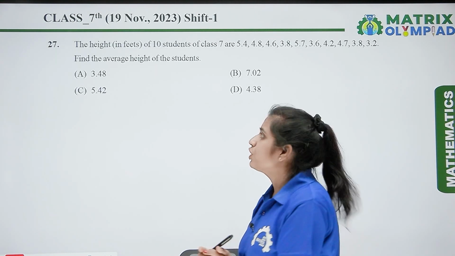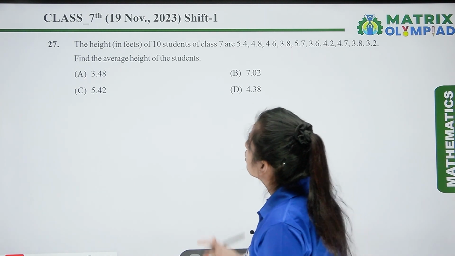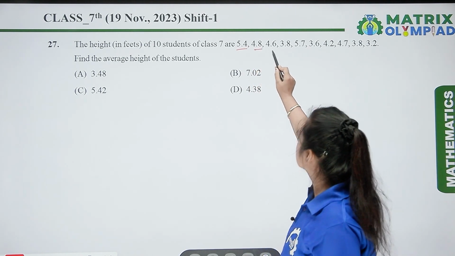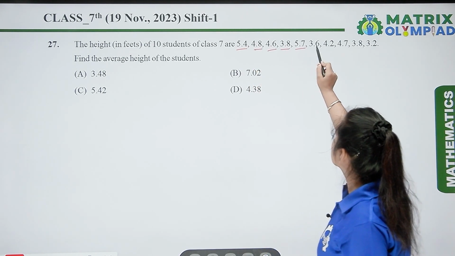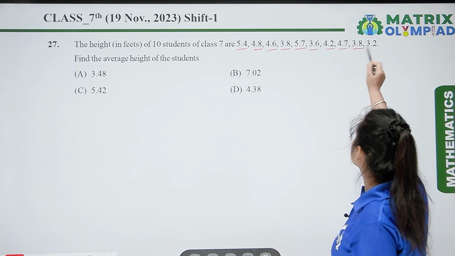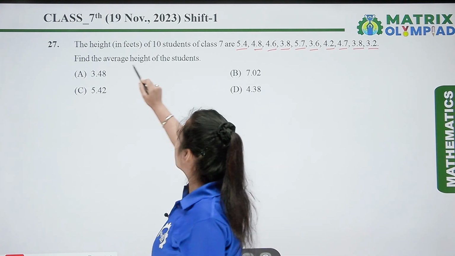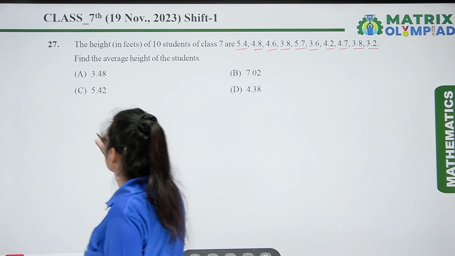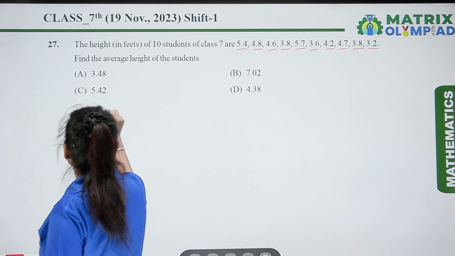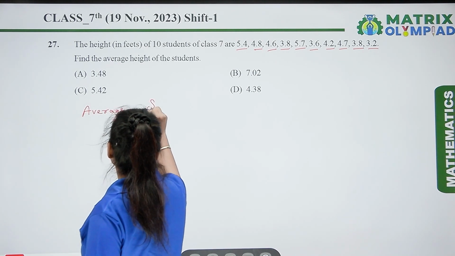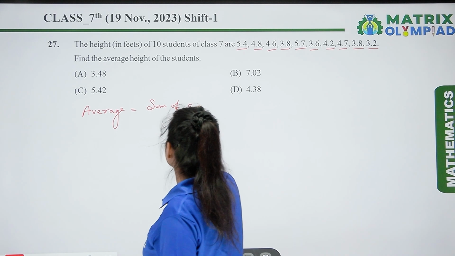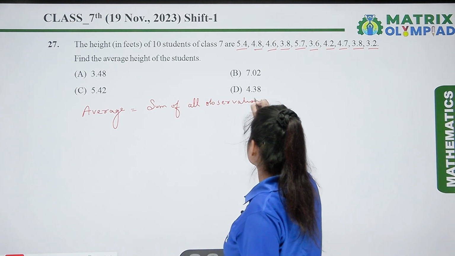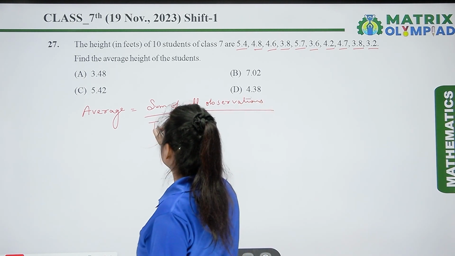Now the next question is question number 27. The heights in feet of 10 students of class 7 are 5.4, 4.8, 4.6, 3.8, 5.7, 3.6, 4.2, 4.7, 3.8, 3.2. Find the average height of the students. So here we have to find the average height, and we know the formula. Formula is average is equal to sum of all observations upon total number of observations.